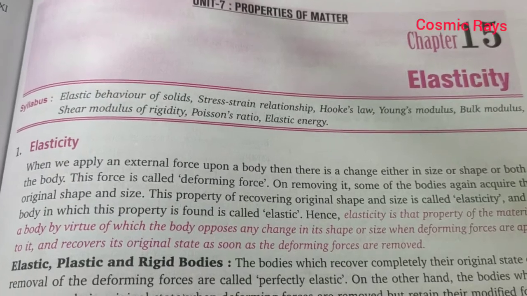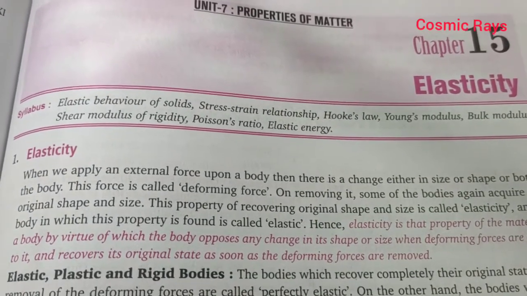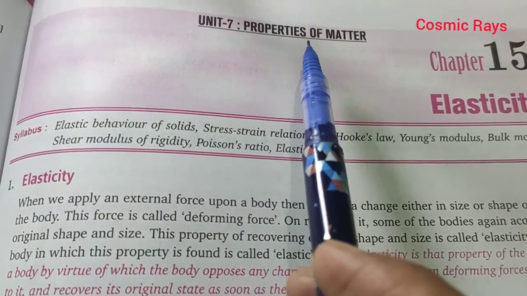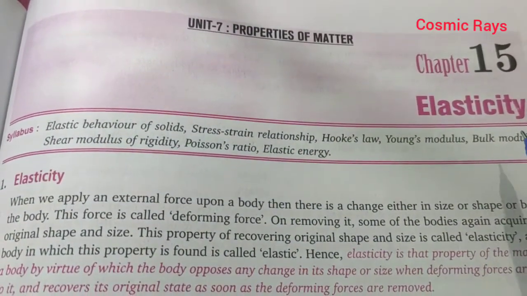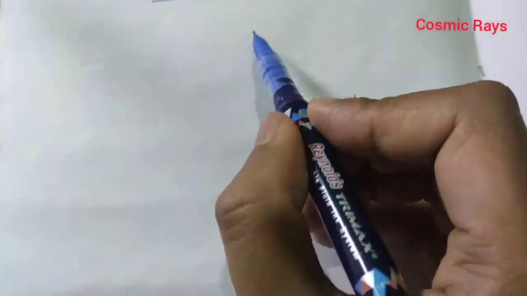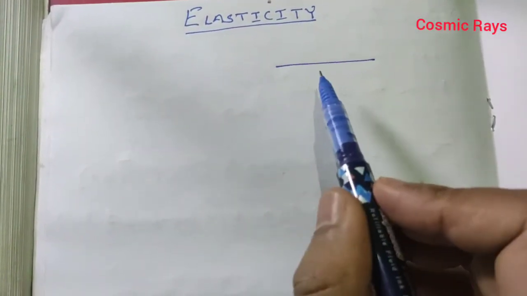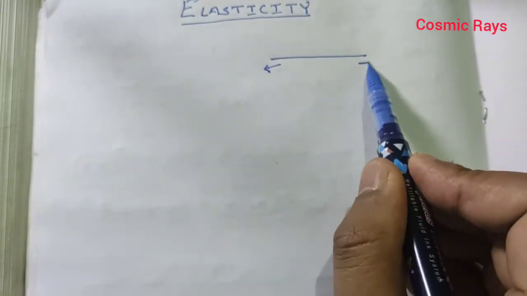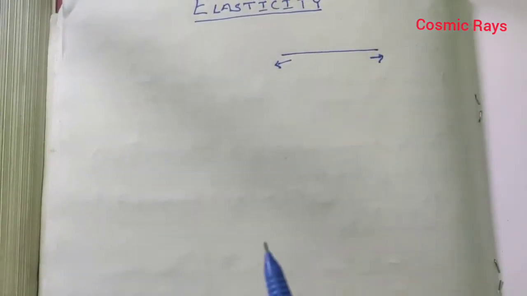Hello everyone, in this video we will be starting a new unit known as properties of matter, and the first topic that we will be taking up is elasticity. To understand elasticity, let's take the example of a rubber band. Suppose this is the original size of the rubber band and you apply force at this end and at this end. What do we find?